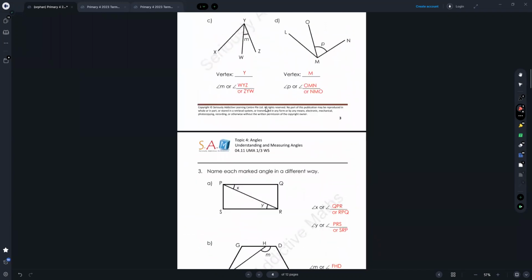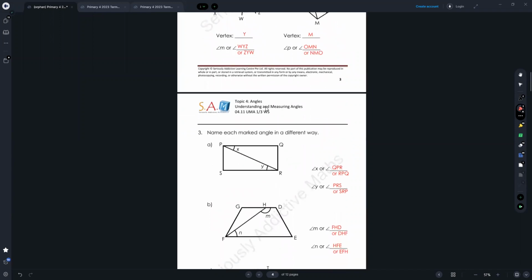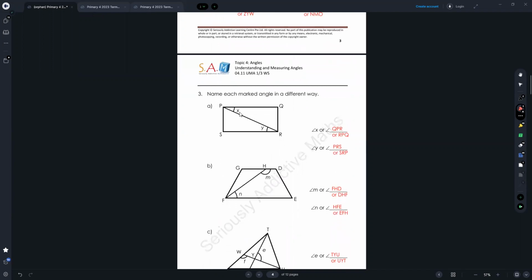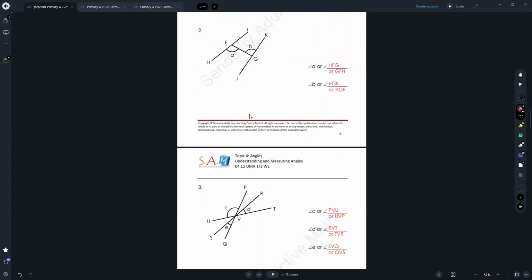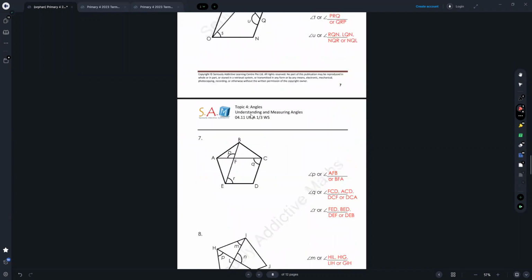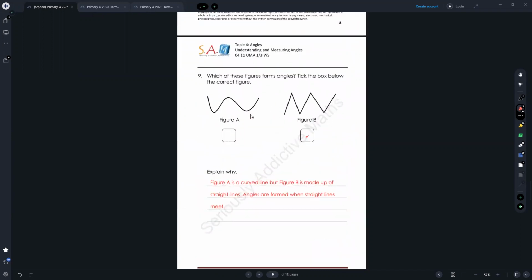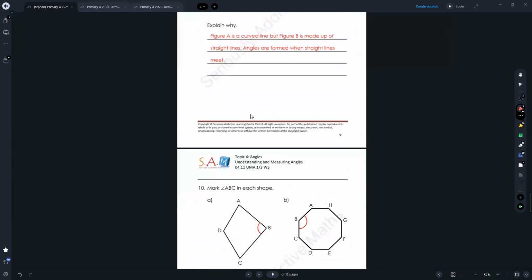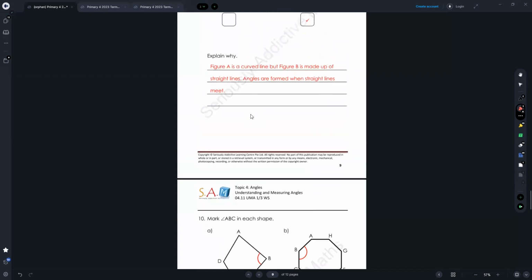For this one, you just need to go through it and make sure that they are able to understand the requirements. Right here, they're required to write angle X, but they are also required to write angle QPR as well. Then I would say skip some of these questions, right? They are quite easy.